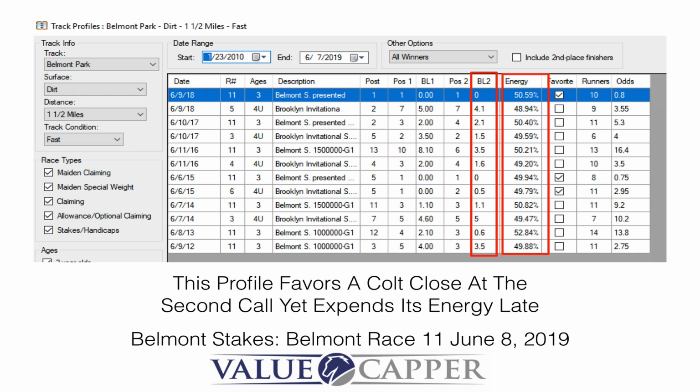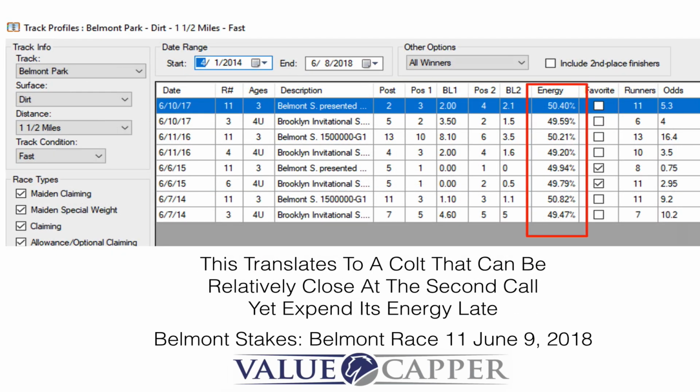And I won't get into a long story of how that percentage energy is a factor of what percentage of the second call is to the total energy in the race. And that's what that's an expression of. So again, it translates to a colt that can be relatively close at the second call, yet expend its energy late. And then I was just about to take all the horses apart, and I thought about that comment I got. Hey, can you show us how you actually use the software to get to the conclusions of bet, no bet, which horse or colt you'll favor, and so forth?